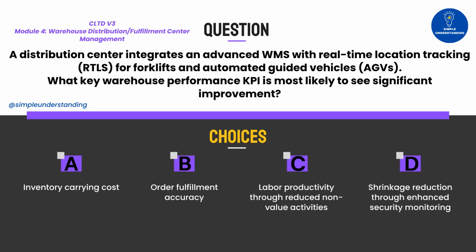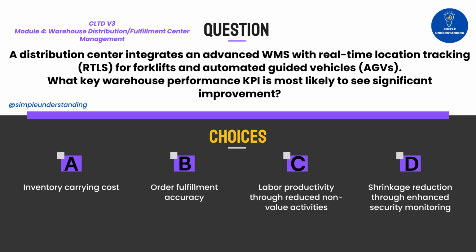Question 10. A distribution center integrates an advanced WMS with real-time location tracking, RTLS, for forklifts and automated guided vehicles, AGVs. What key warehouse performance KPI is most likely to see significant improvement? A. Inventory carrying cost. B. Order fulfillment accuracy. C. Labor productivity through reduced non-value activities. D. Shrinkage reduction through enhanced security monitoring.